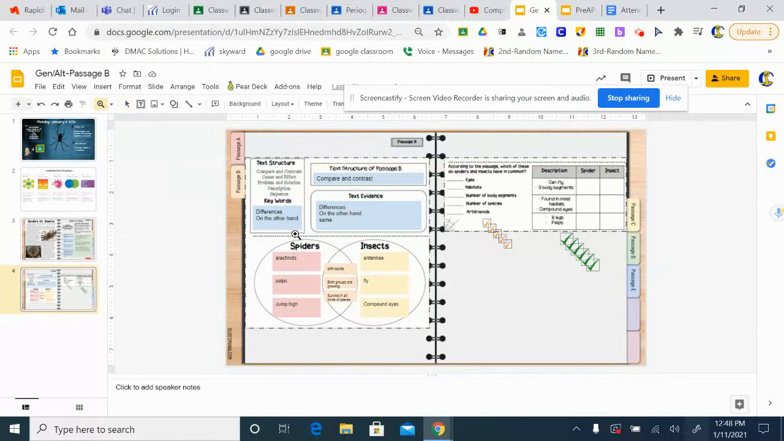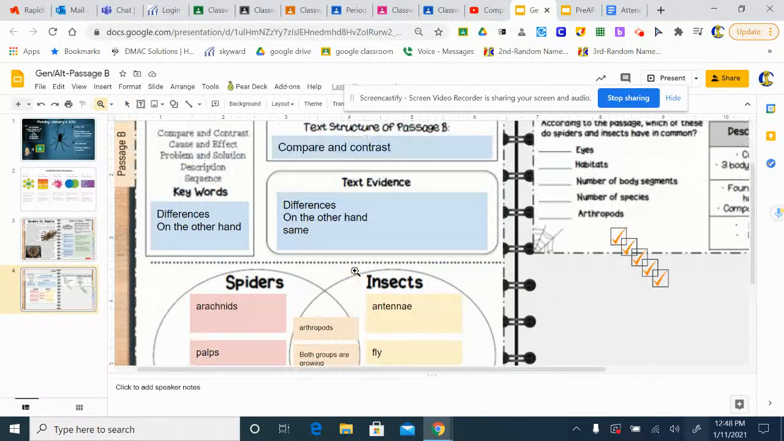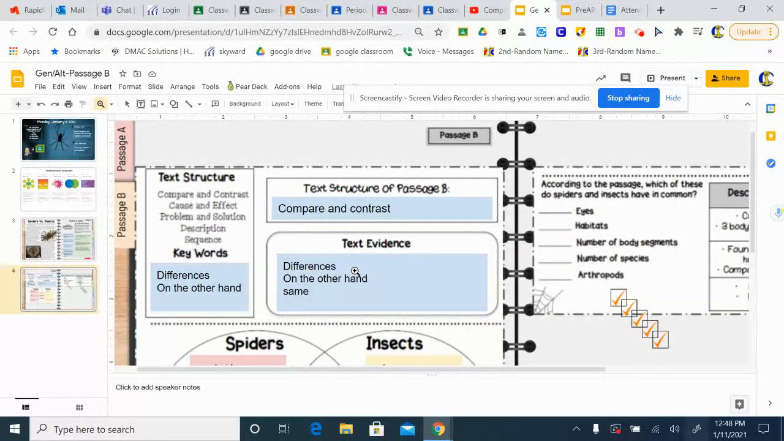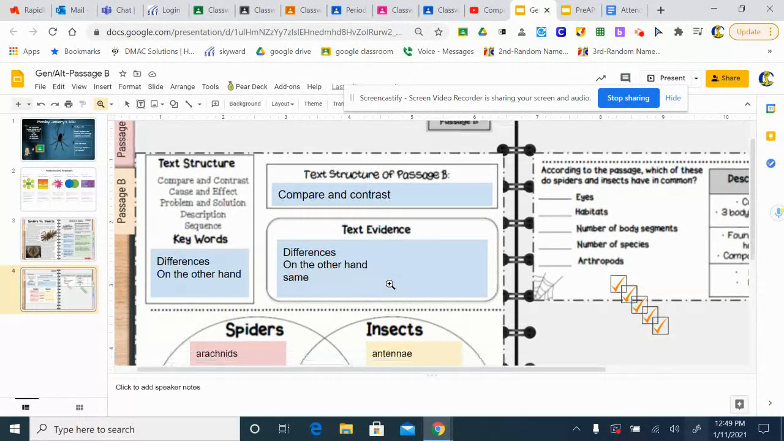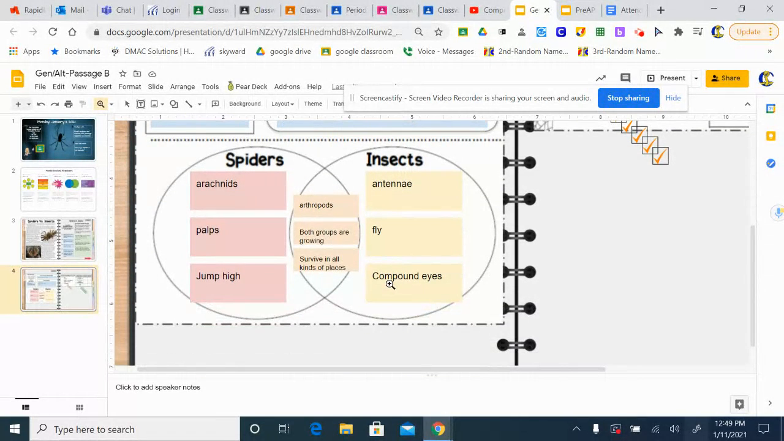Okay, so I'm going to zoom that in for a little bit so that you guys can look at this, and if you need to pause the video at this time you can, so that you can type in what you are missing. So again, this is the text structures part with the text evidence. Then you scroll down, we have the Venn diagram. This is what the Venn diagram has.